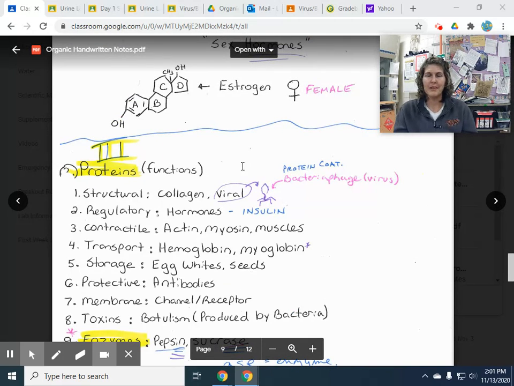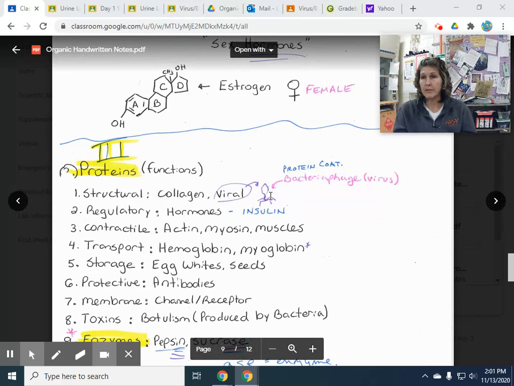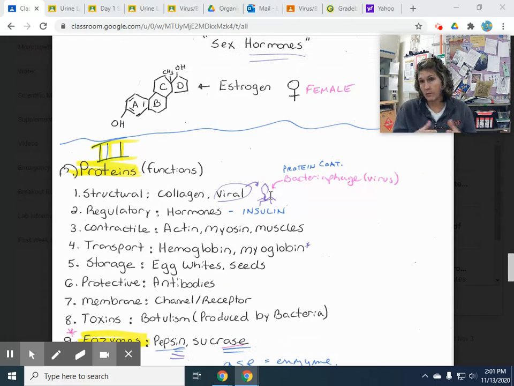Proteins, type number 3. So we start off with functions. We went through a lot of these. We said structural. We talked about collagen within the skin. Also, another type of structure, we find proteins within viruses. They actually have a protein coat that surrounds them. So we don't really think about viruses that much because it is a non-living thing.